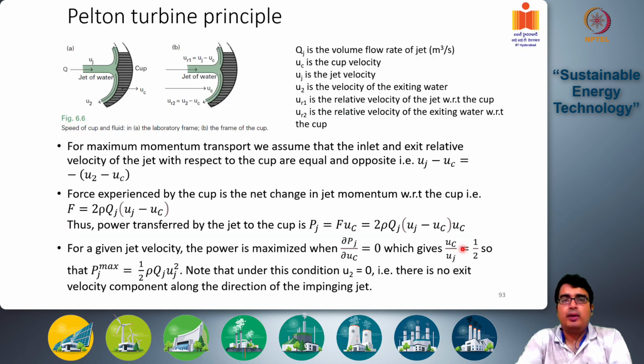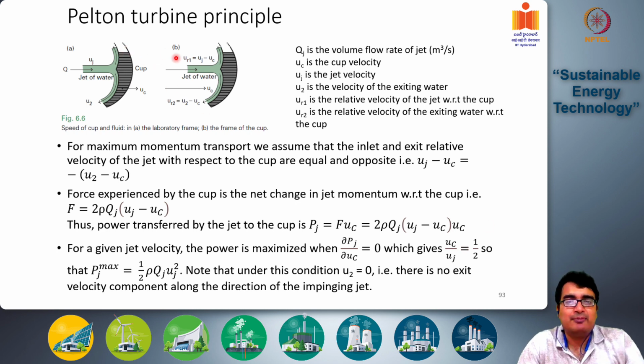So next up, what we will see is the Pelton turbine principle, and we will look at a mathematical derivation which gives us the maximum possible power that you can extract out of a Pelton turbine. Okay, given a certain water volume and given a certain available head for that water.